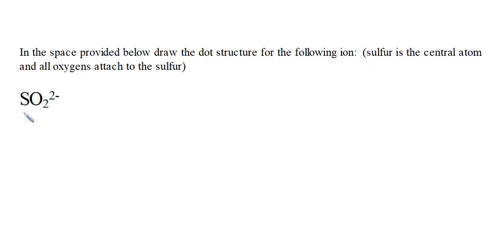SO2. So S has 6 valence electrons, and both of these oxygens have 6. And then I have 2 extras for a total of 20. All right, keep in mind, the 20 has to be the right number at the end. So the sulfur is in the center, and oxygen's on either side. Okay, great.